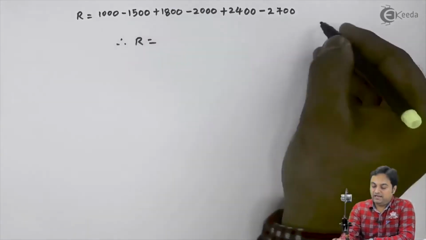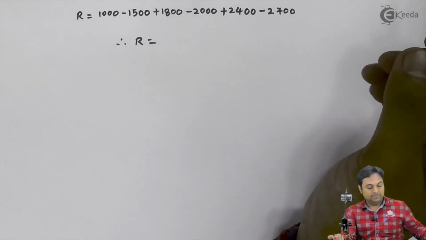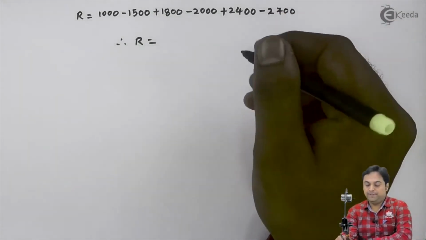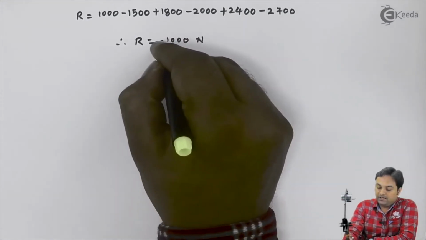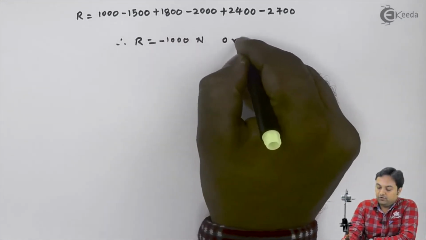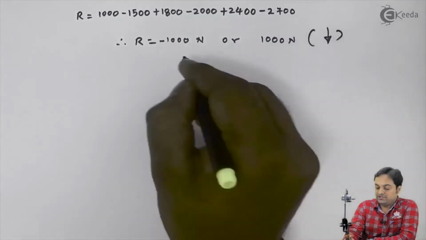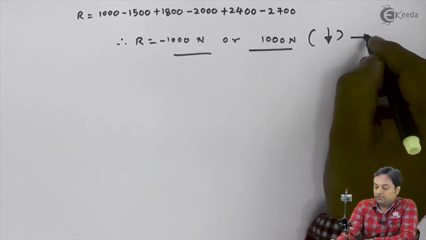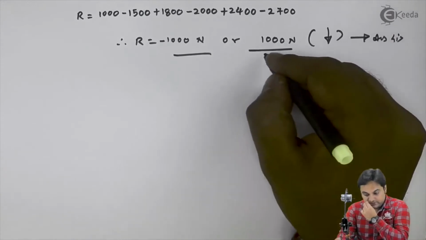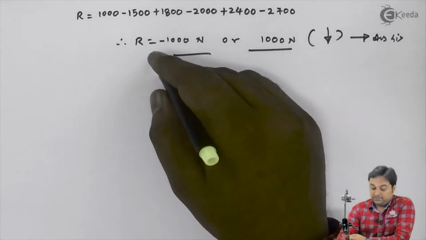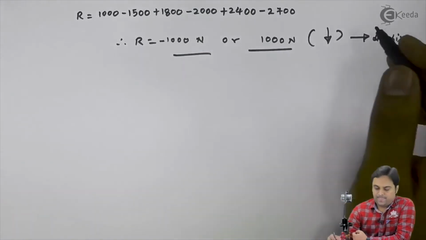If I add all these values, if I calculate this, I will be getting my answer of resultant, which comes out to be 1000 Newton, and the answer is negative, or you can say 1000 Newton with the direction as downward. This is my first answer, where I am getting resultant value as 1000 Newton and the answer is negative. It means resultant will be acting in the downward direction.